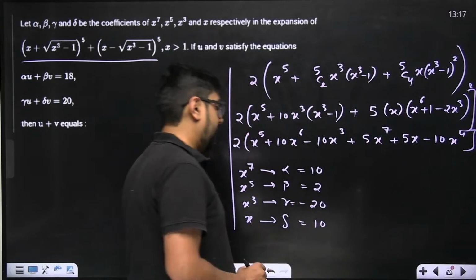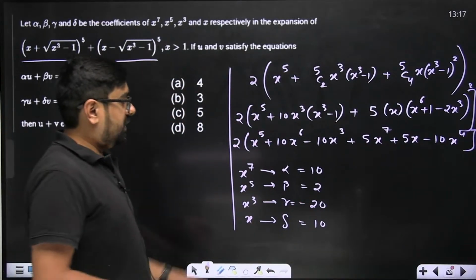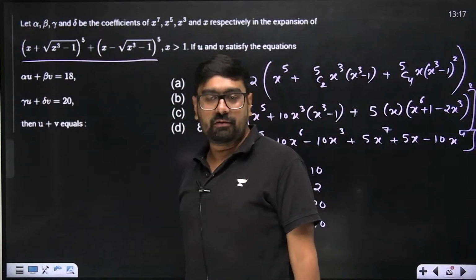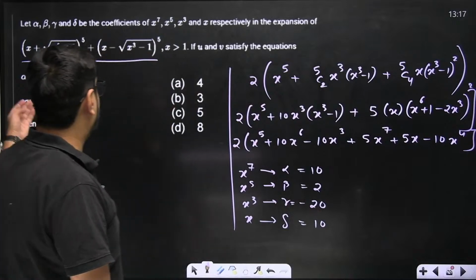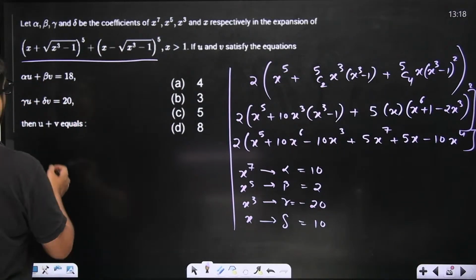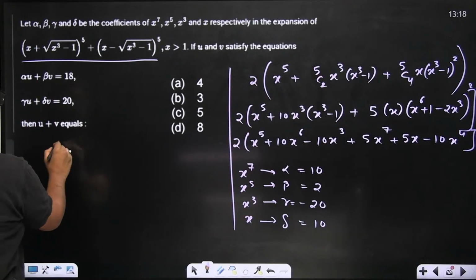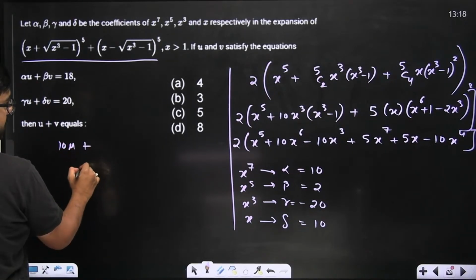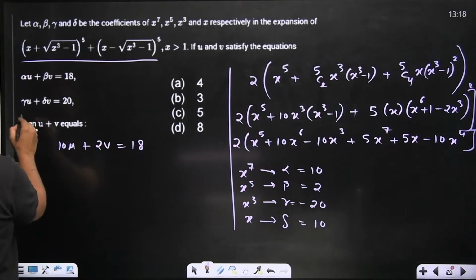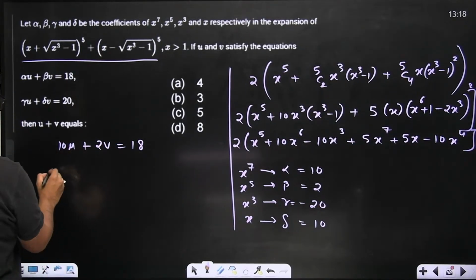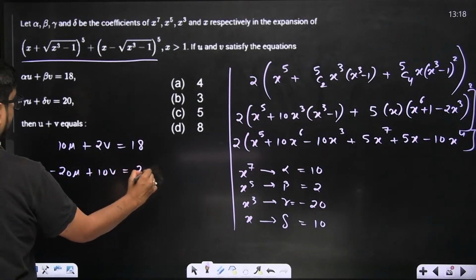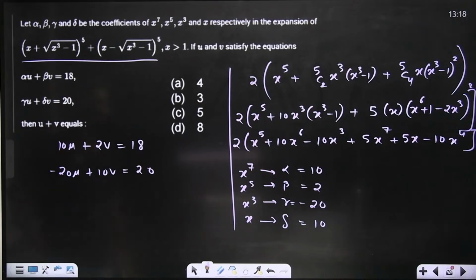Okay, you have all the coefficients now. Now these two linear equations you will have to solve. That's it. These two simple linear equations you are supposed to be solving. Right, put alpha u, beta v. So 10u plus 2v is equal to 18. Right, simply gamma u, delta v. So minus 20u plus 10v is equal to 20. Solve these two equations. U plus v only you have to tell.